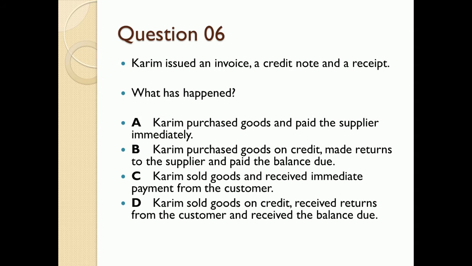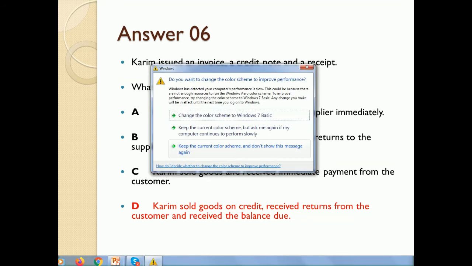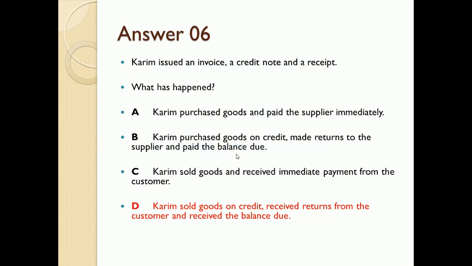So it's supposed to be logical, and according to the happenings, all things I guess are there. So what do you think? What could be the answer? So here, that is D. D is your answer. So boys, Kareem has sold, that's why he has issued an invoice, and as he received a return from his credit customer, he has to issue a credit note to him, and at the end when he received his balance amount, he has to issue a receipt to the customer.